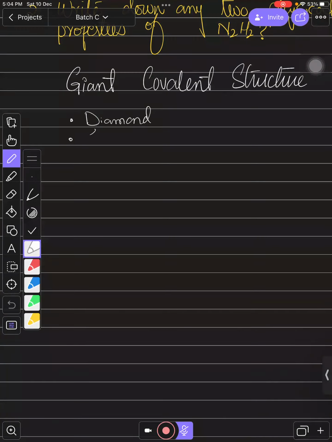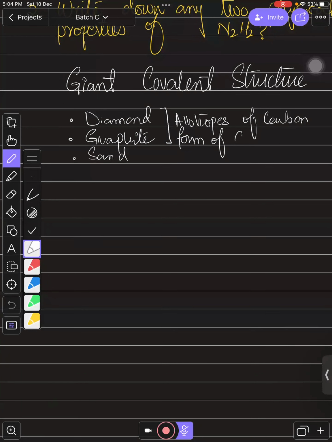The second is graphite. And the third is sand. Graphite and diamond are both allotropes of carbon. What is an allotrope? Allotrope means they are the same element with a different shape, or you can say appearance. The appearance is different, but the element is the same. So they both are forms of carbon, and they are in elemental form. No other element is combined with carbon in these two structures.